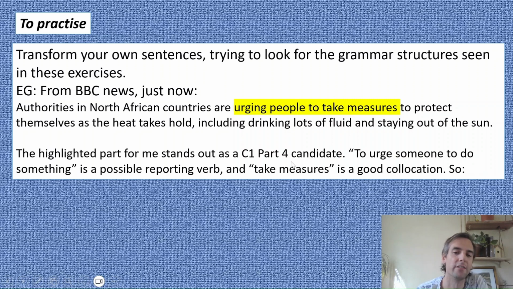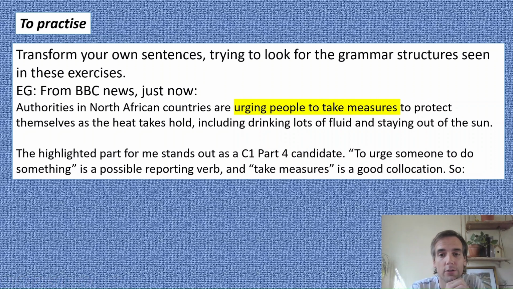This could be something you'd find on part 4, because we've got to urge someone to do something. This is like a common reporting verb. He urged me to do it. He told me, he warned me, he urged me to do it. And then to take measures, this is a typical collocation. So these are two things in a short little passage where they're testing you on C1 level expressions.